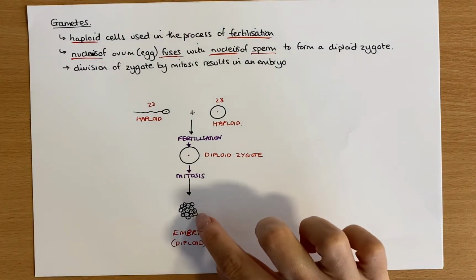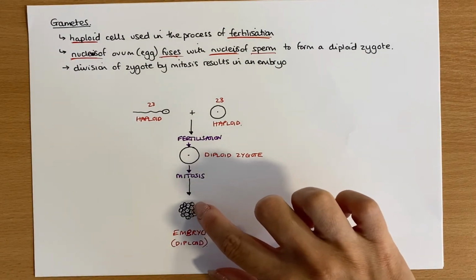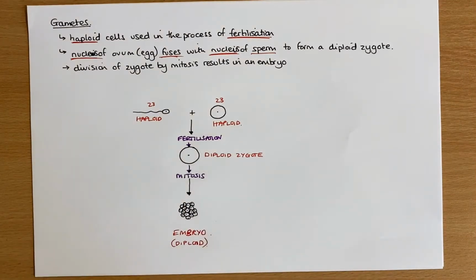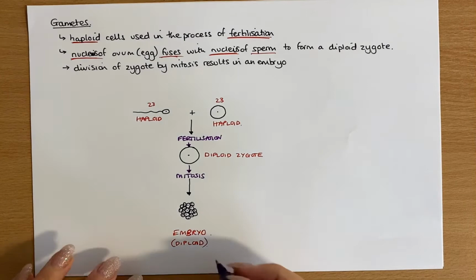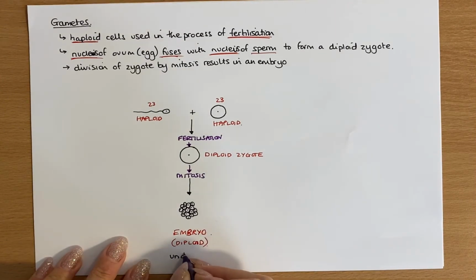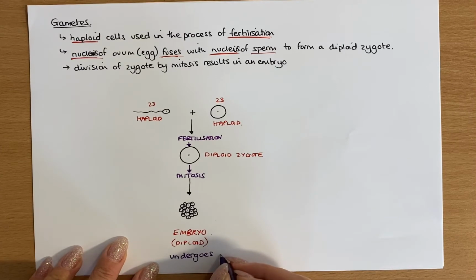So an area here would maybe form a leg, an area here would form an arm, an area up the top would form a brain, or whatever. So we have to then undergo what's called differentiation, which is ultimately what we used to call specialisation, when cells become more specialised.